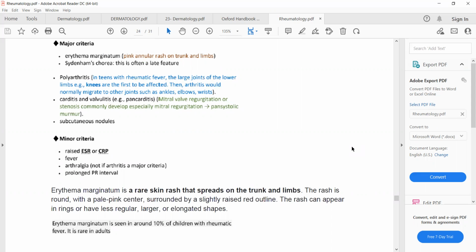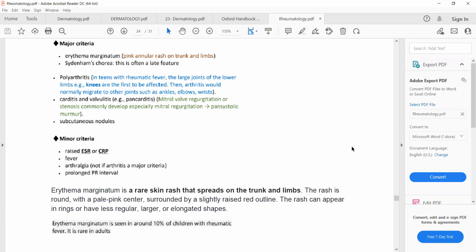So remember that in rheumatic fever, three organs that are mainly affected are the heart, brain, and joints. And the fourth one is skin. So these are the four major organs which are affected by rheumatic fever. So the major criteria is based on the involvement of these four organs. Erythema marginatum, that is a pink ring with prominent margins.